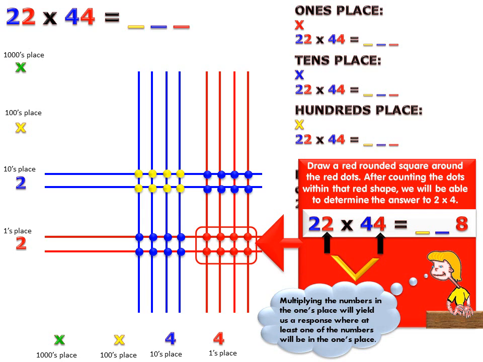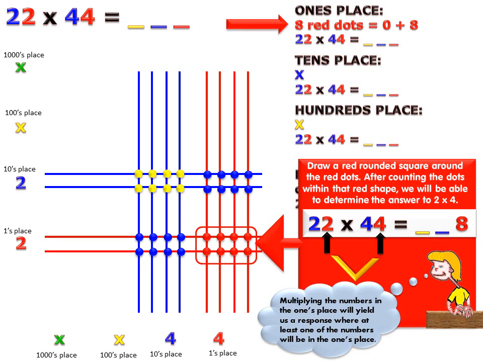Now notice, multiplying the numbers in the ones place will yield us a response where at least one of the numbers will be in the ones place. In this case, since we have only 8 red dots, the answer is all in the ones place. There's no part of that answer that will be in the tens place.